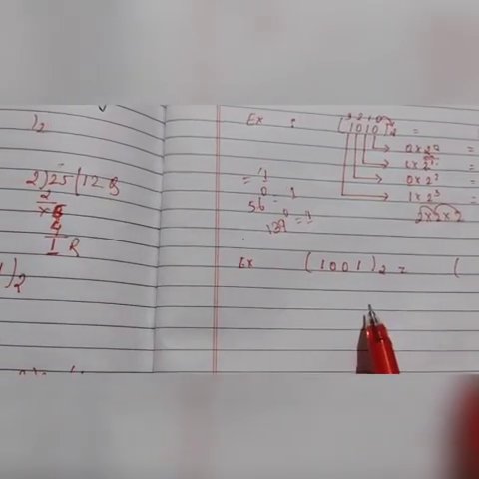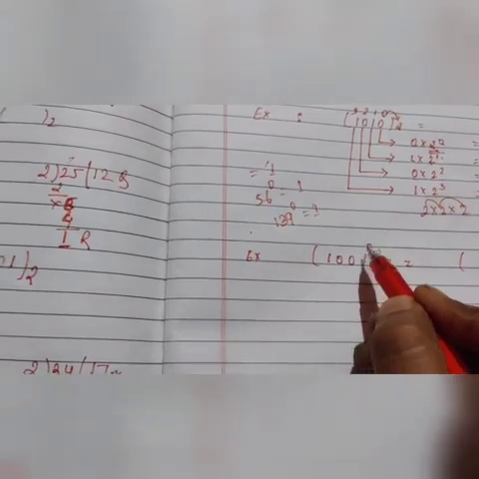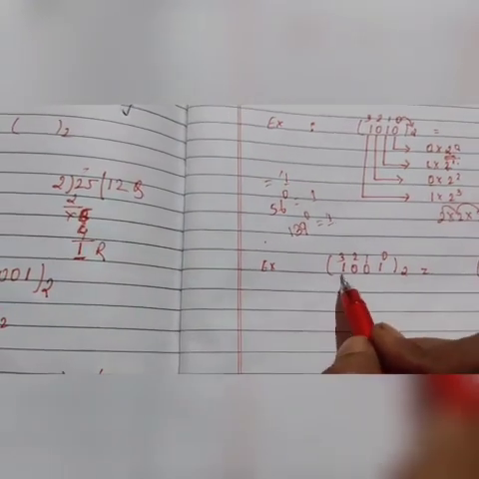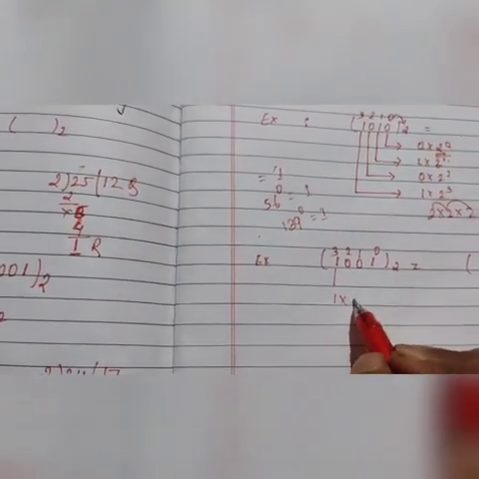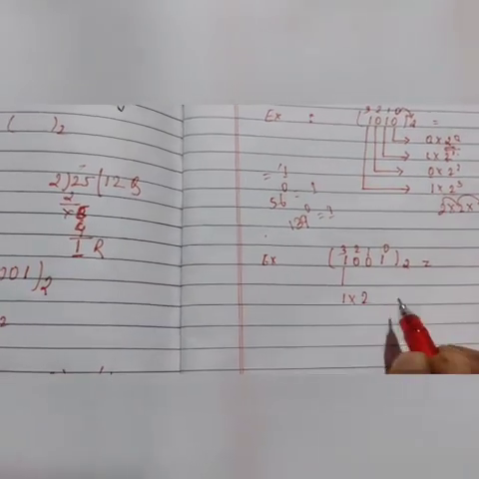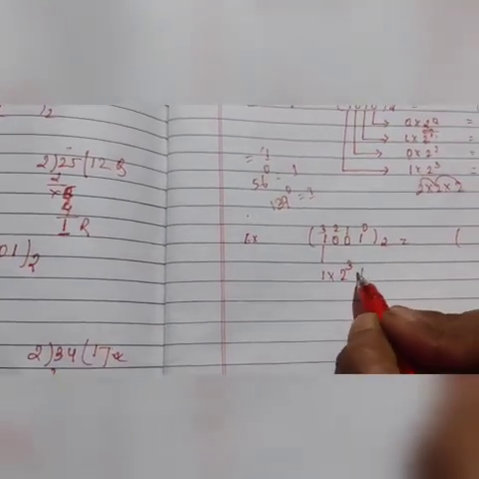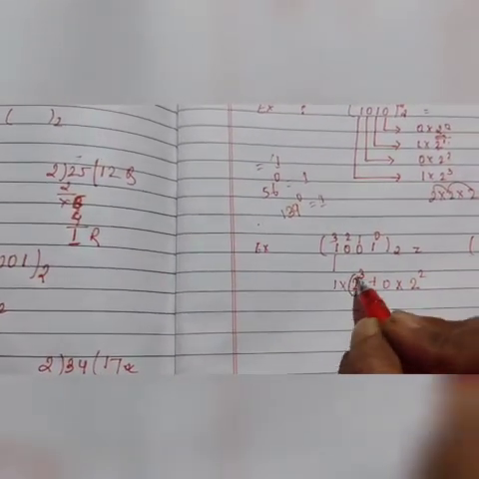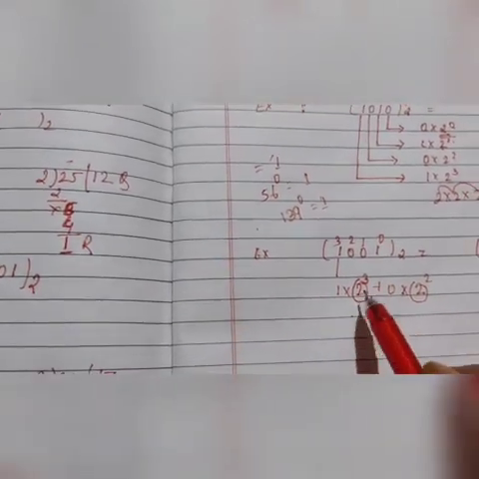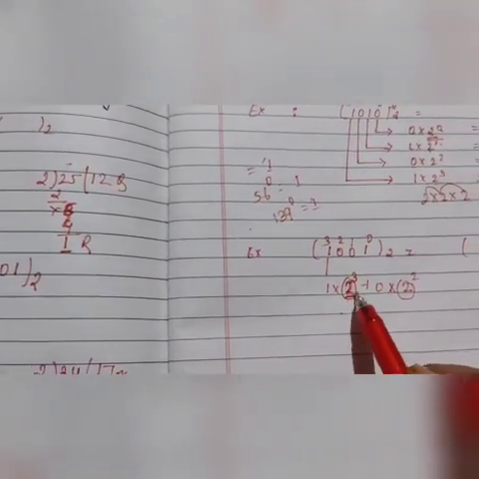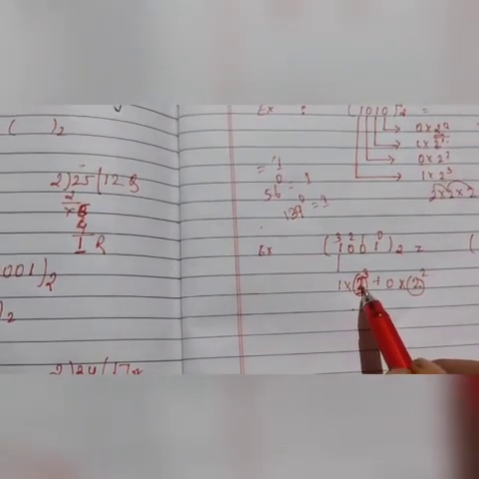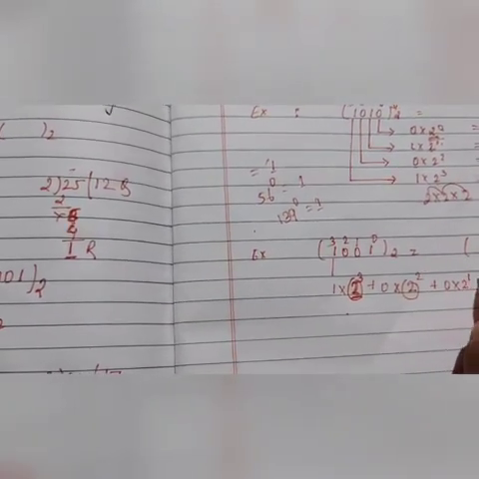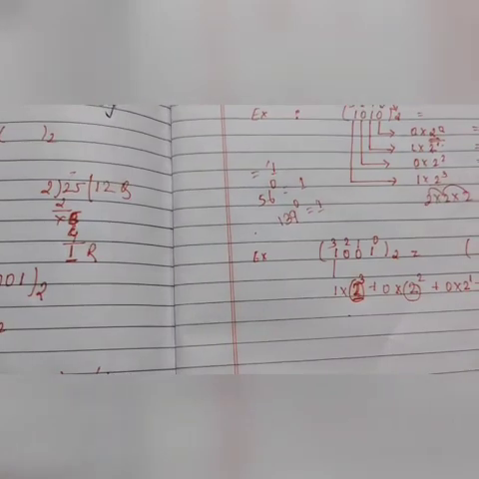What do we have to do first? First we have to put the positional value: 0, 1, 2, 3. After putting it, what do we write first? 1 into, what will be the base? 2 to the power 3. Again 0 into 2 to the power 2. Why are we writing 2 here? Because we are converting binary to decimal. So binary means 2, right? So that's why we write 2. The base of binary is 2. That's why we are writing 2 here. Again 0 into 2 to the power 1, and 1 into 2 to the power 0.